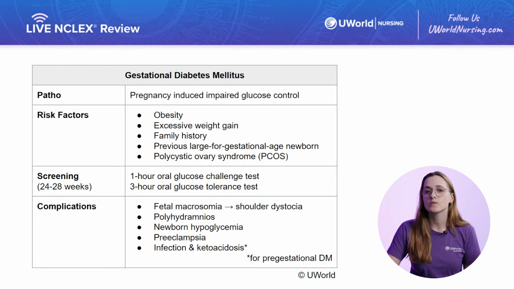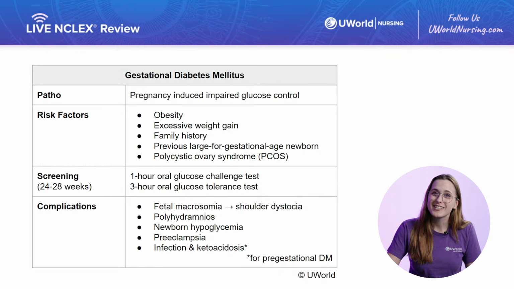Because we always want to say we need to know where we're starting before we know where we're going. And then we're going to have the client drink a 100 gram glucose solution and have their blood drawn at hour 1, hour 2, and hour 3. So that's that 3-hour tolerance test. If 2 or more of these results are over the specified threshold, then a diagnosis of gestational diabetes can be confirmed.